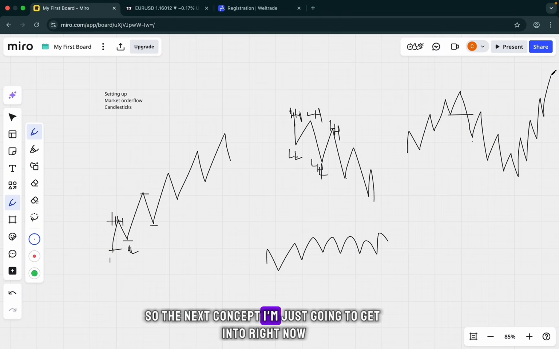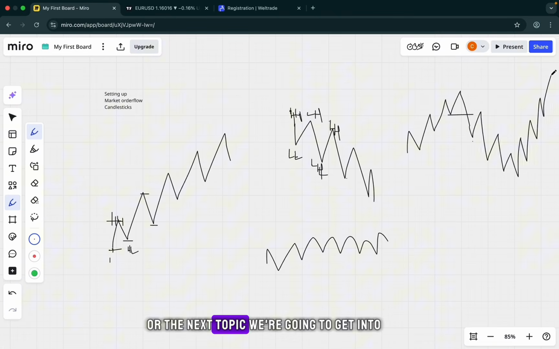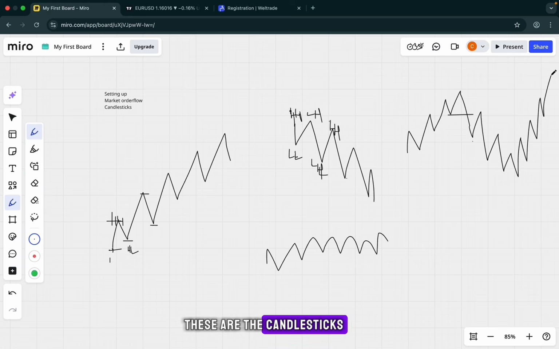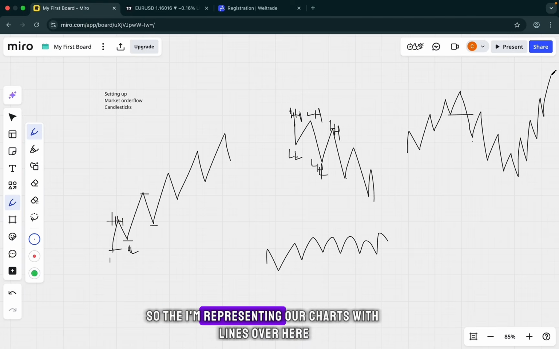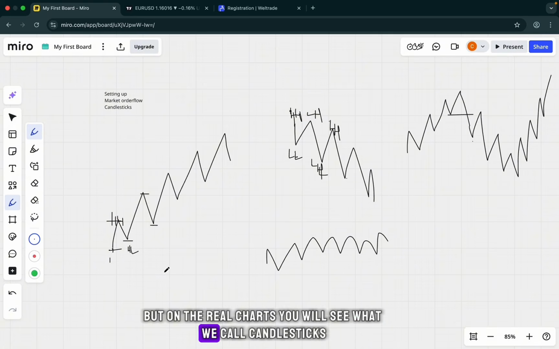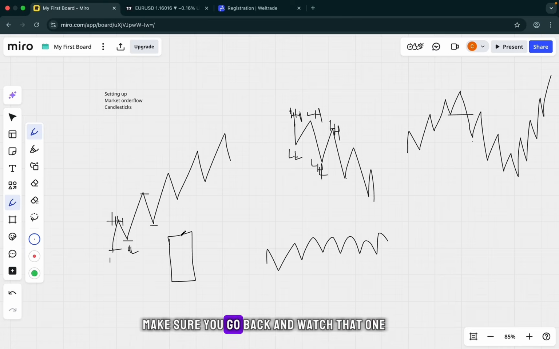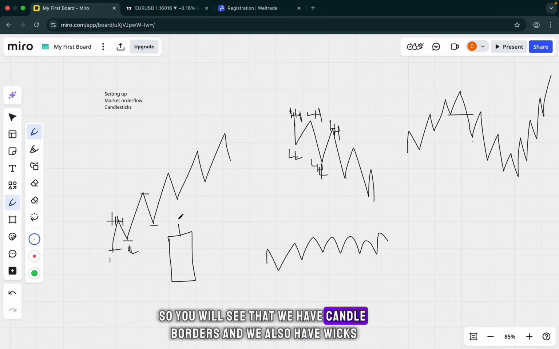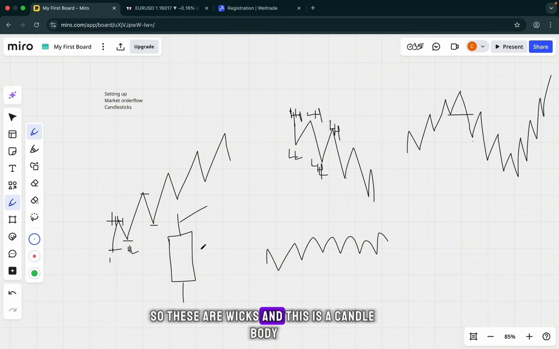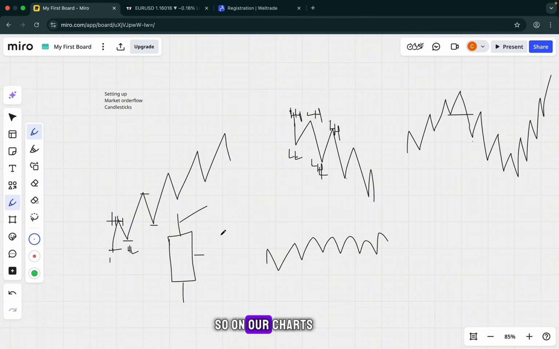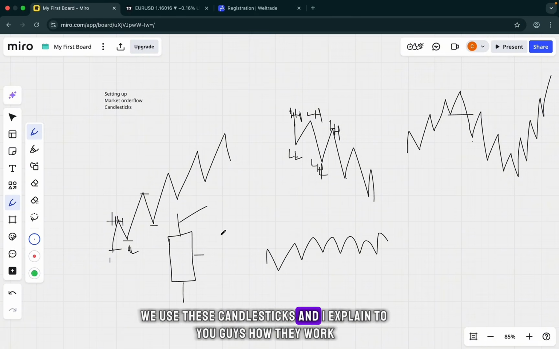The next topic we're going to get into is candlesticks. I'm representing our charts with lines over here, but on the real charts you will see what we call candlesticks. I think we talked about candlesticks in the previous episode, so if you didn't watch that one, make sure you go back and watch it. You will see that we have candle bodies and we also have wicks. These are wicks and this is a candle body. On our charts we use these candlesticks, and I explained to you guys how they work and how they look.